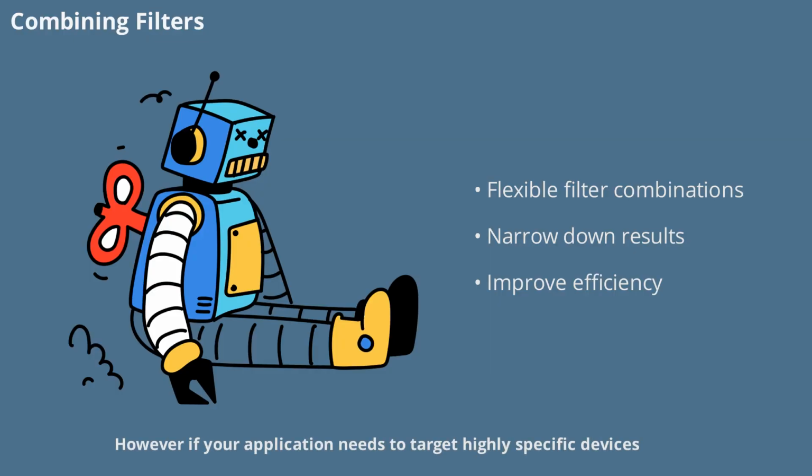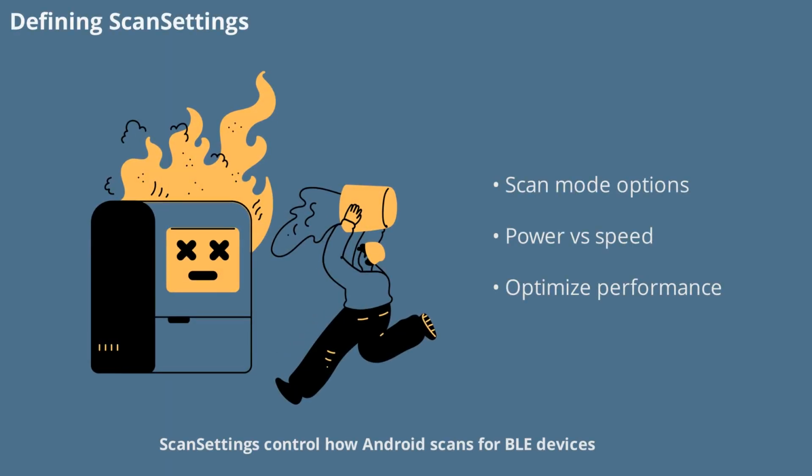However, if your application needs to target highly specific devices, combining filters can help you narrow down results and improve scanning efficiency. Scan settings control how Android scans for BLE devices. You can specify scan mode, callback type, match mode, number of matches, and report delay. These settings let you balance power consumption and scanning speed. For example, low power mode scans intermittently, while low latency mode scans continuously for fast results. Choosing the right settings is crucial for optimizing your app's performance and battery usage.